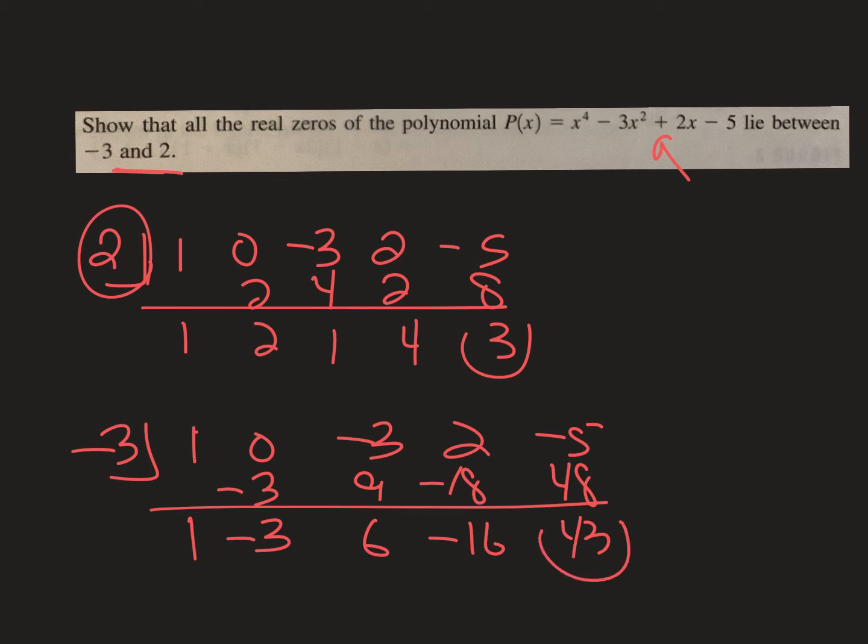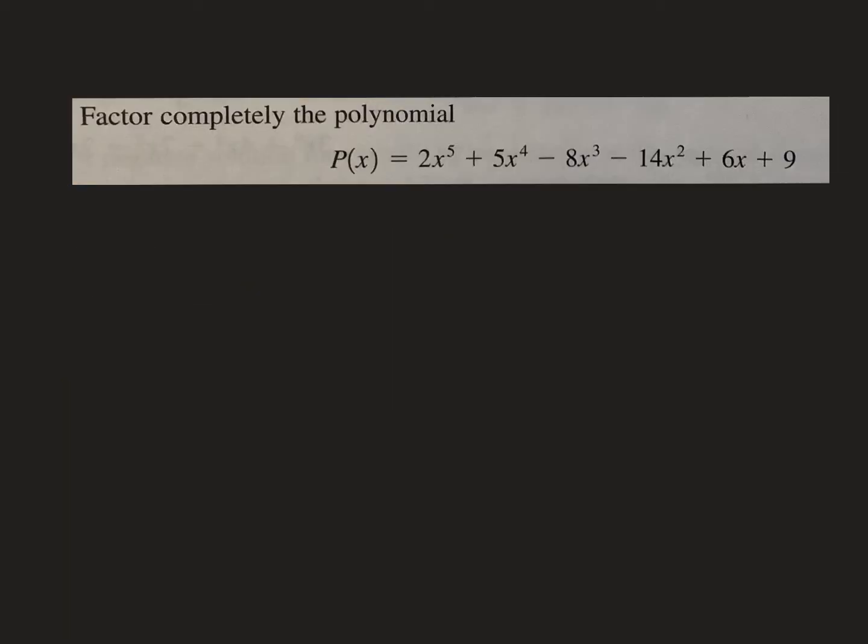Look at my signs. On the bottom row, the signs alternate. And because I tried a negative number and the signs alternated, negative 3 is a lower bound. There are no zeros less than negative 3. And it's like there were no zeros bigger than positive 2.